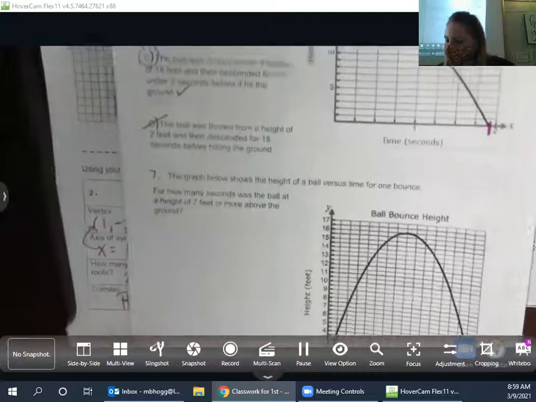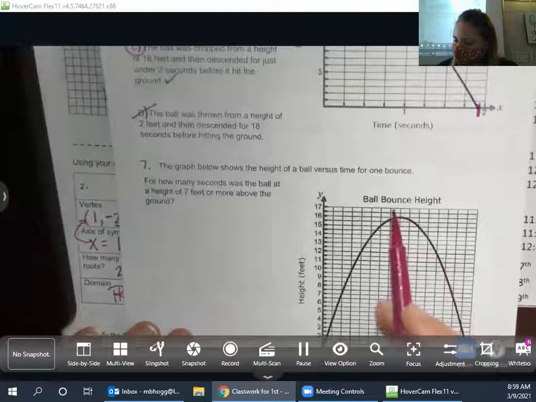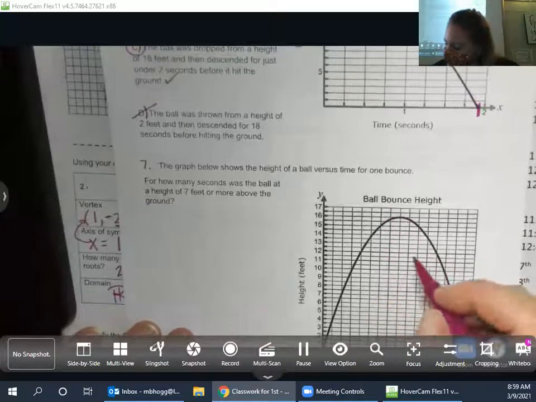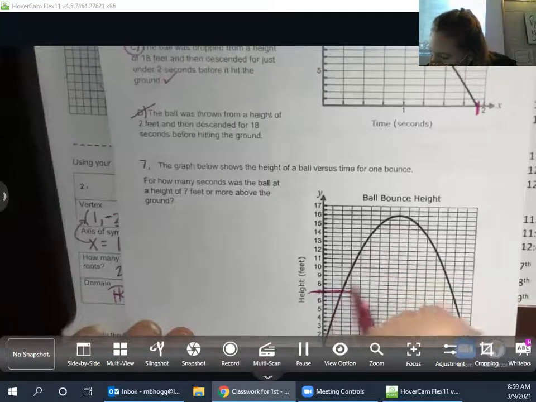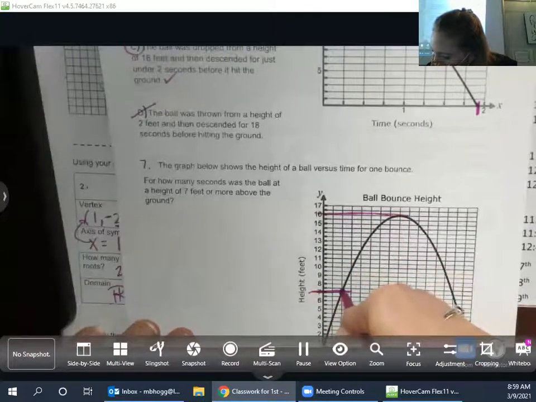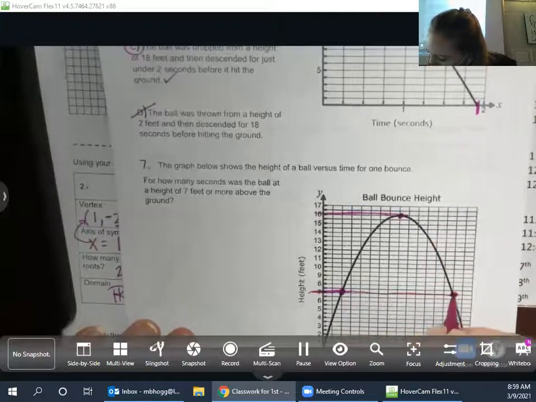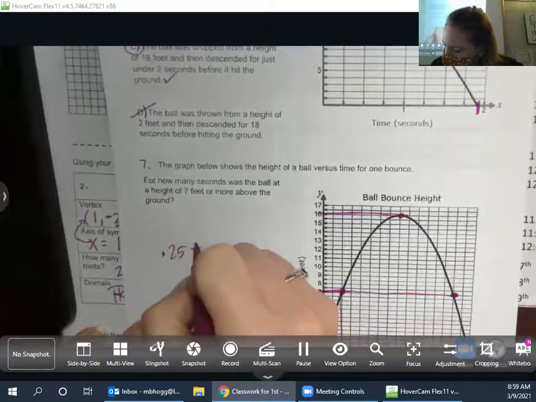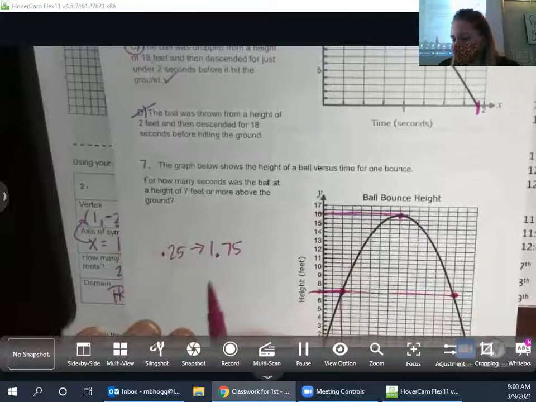Number 7, the graph below shows the height of a ball versus time for one bounce. How many seconds was the ball at a height of 7 feet or more above the ground? Okay, so look, you have to go over here to 7 feet or more. So from here to here. All right, this point to this point. Oh, actually, from this point to this point. Because from 0.25 all the way to 1.75. So how many seconds of time is that? 1.5 seconds.